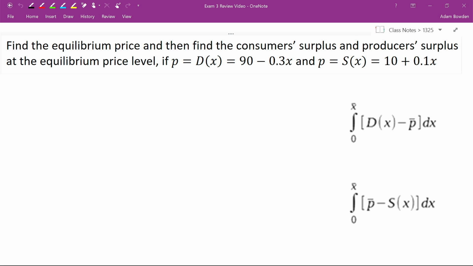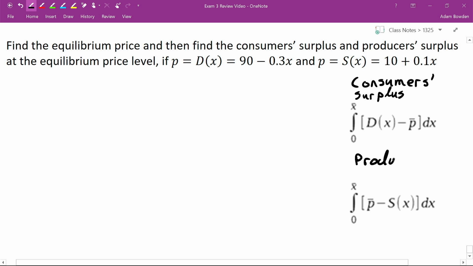Now the formulas for producer and consumer surplus are given here. This first one is consumer surplus, and this other one is producer surplus. Both of these formulas will be provided on the exam here. Okay, and now the first part is to find the equilibrium.